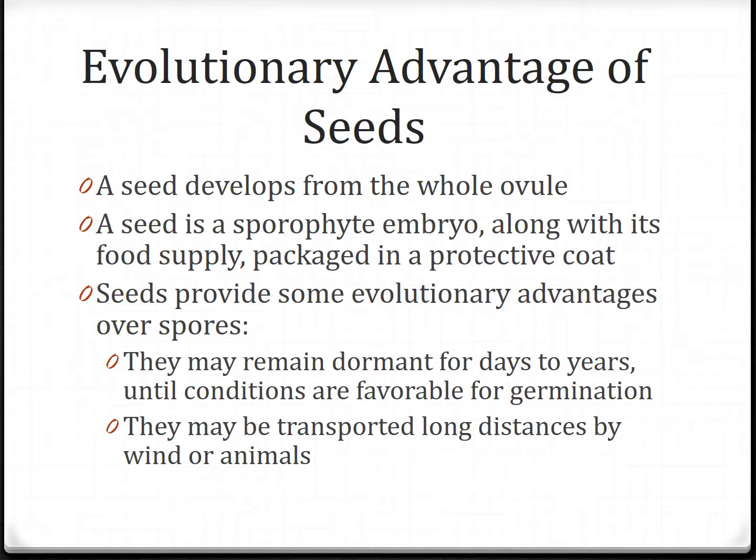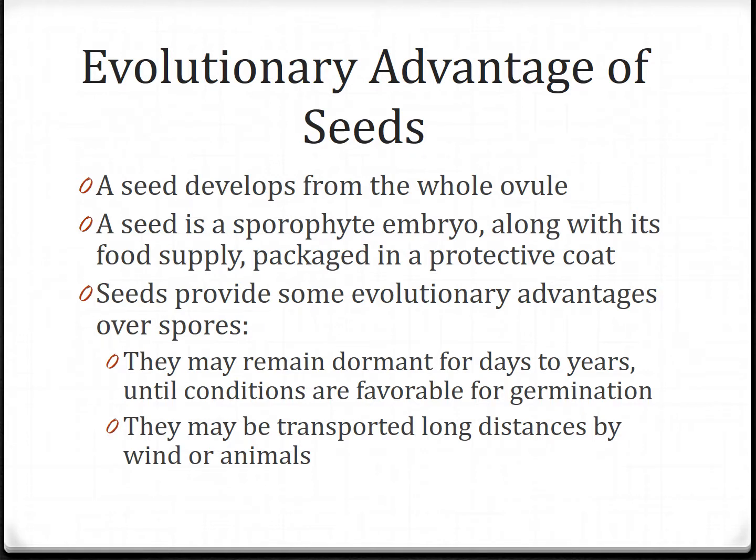So as we said before, having seeds is an evolutionary component, and it became advantageous. The seed actually develops from the whole ovule. So the ovule is inside of the flower, and then the seed develops from that. And within that seed, you have your sporophyte embryo, as well as a food supply, and then there's a coat that surrounds it. Now, the reason why seeds are an evolutionary advantage is because a seed can stay dormant for days to years. You can just have seeds hanging out, and they are perfectly fine. There's enough food nutrients in there, and they're not really going through a lot of cell respiration.